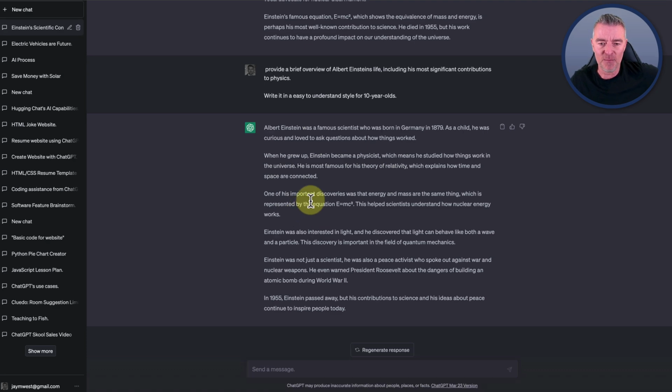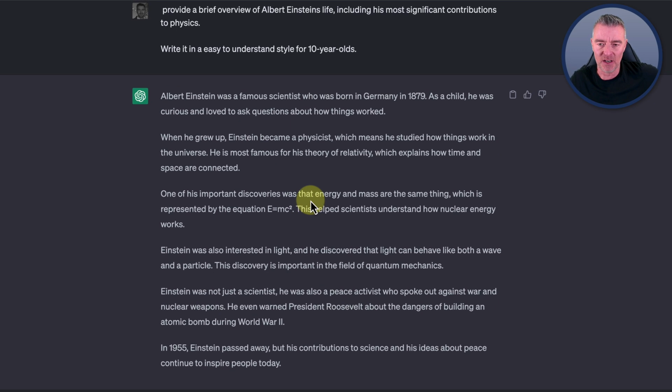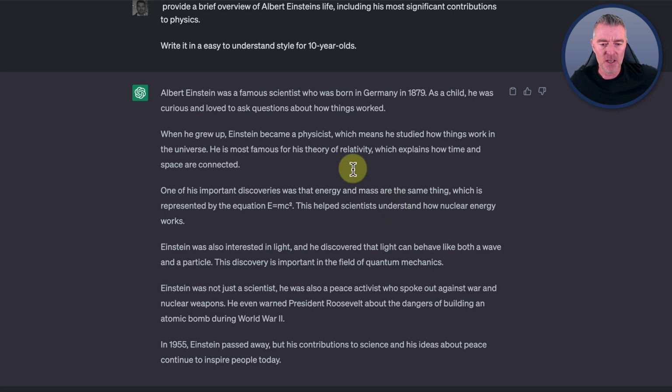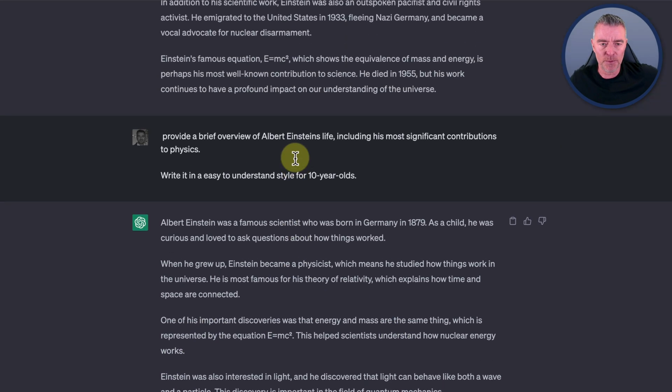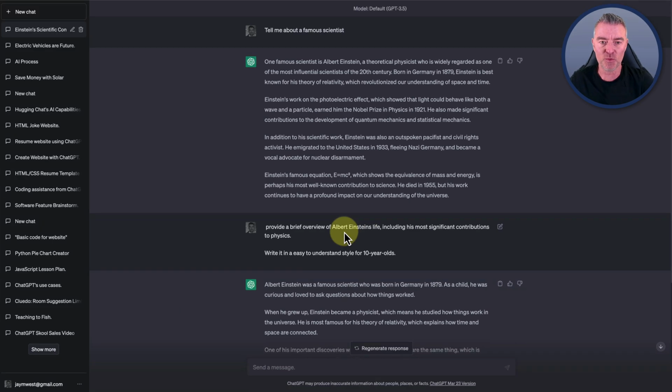And here it is. Albert Einstein was a famous scientist who was born in Germany in 1879. As a child, he was curious and loved to ask questions about how things work. So that's a really nice, simple piece. It reads better as well than this one up here. And that's just with that little improvement in the prompt, by asking for the most significant contributions and then also having it write it in an easy to understand style for 10-year-olds.